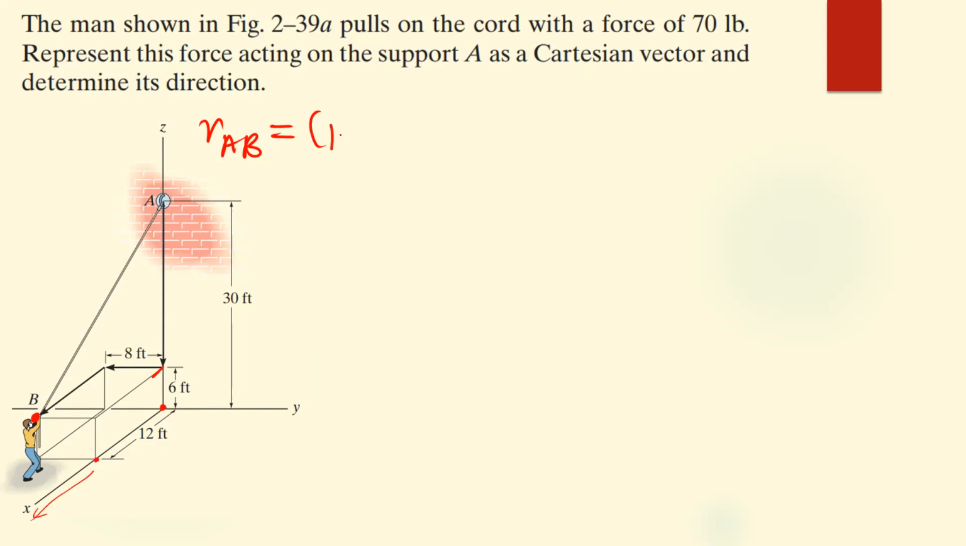So we are going to have our 12 i there. And then in the y, we are going to move the distance from there to there, which is 30. So you just subtract 30 minus 6, you're getting 24. So you're just going to have 24 j. So I'm just trying to find the position vector.